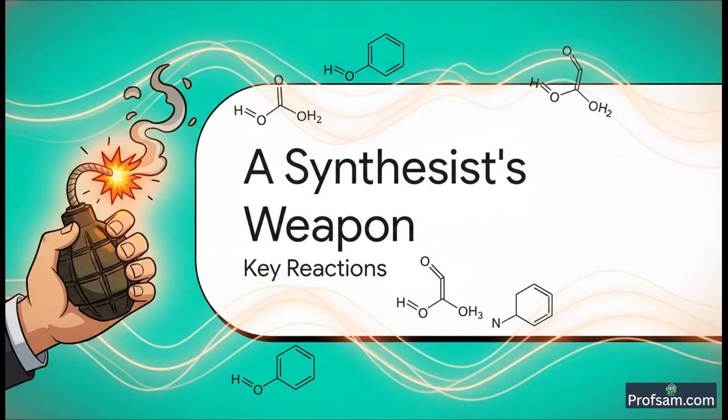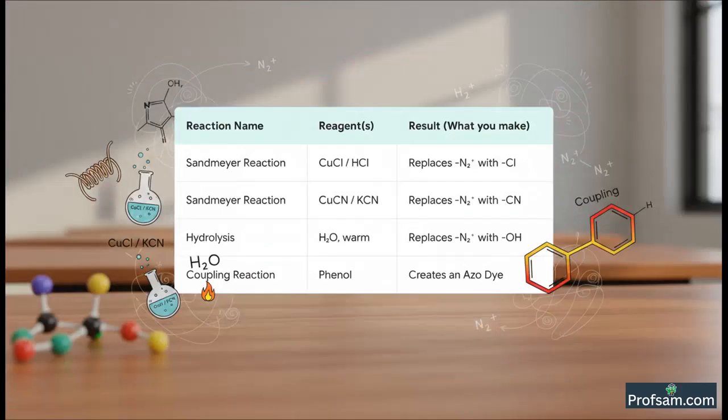So, now that we have our grenade with the pin pulled, what can we actually do with it? Well, this is where diazonium salts become a chemist's secret weapon. They open up a whole universe of reactions. Let's look at this reaction toolkit. This table summarizes the most important ones, and I want you to notice the pattern here. In almost all these reactions, the N2+ group is simply replaced by something else.